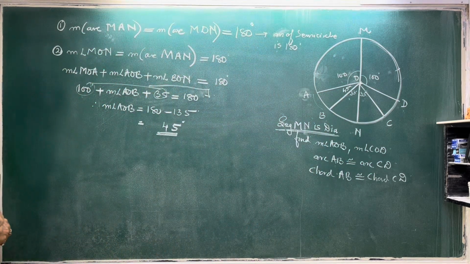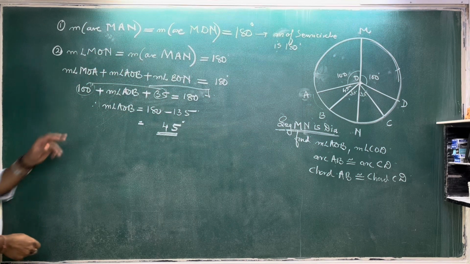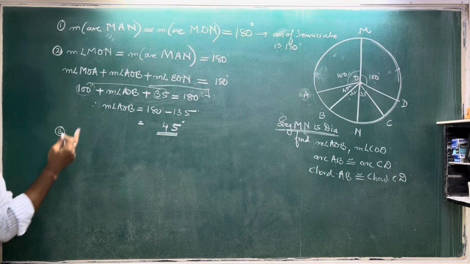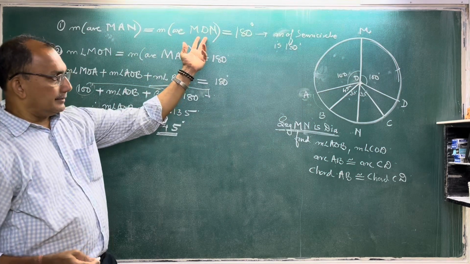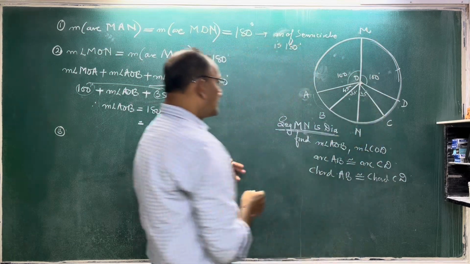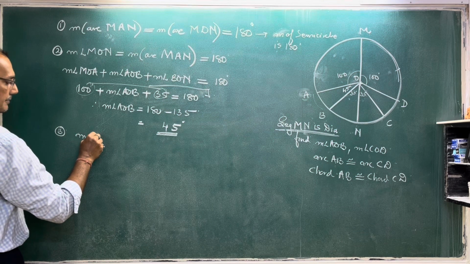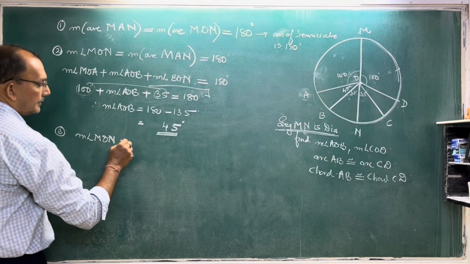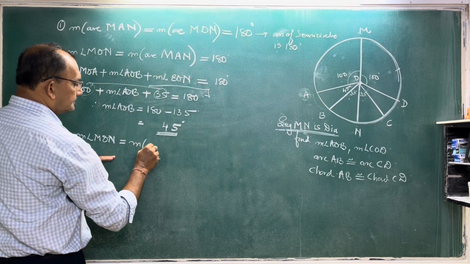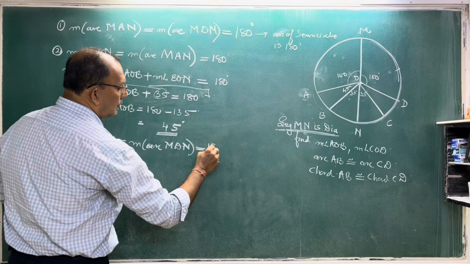Similarly, we can find COD. So COD is made up of which arc? MDN. So with this, what I get is point number 3. The central angle for arc MDN is MON. So what I get? Measure of angle MON, this time it is equal to measure of arc MDN, that is equal to again 180 degrees.